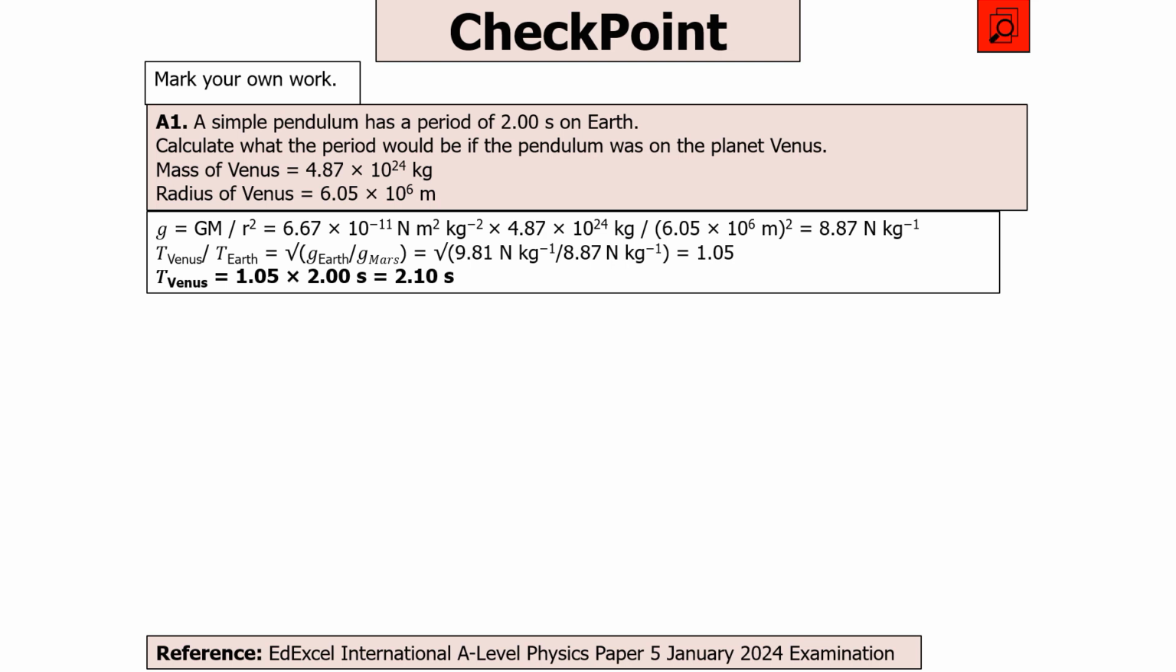So you can pop it all through and you do the square root of 9.81 over 8.87, which is 1.05. So it's telling us the time period on Venus will be 1.05 times greater than the time period on Earth. Time period on Earth is 2 seconds, so on Venus it would be 2.10 seconds.